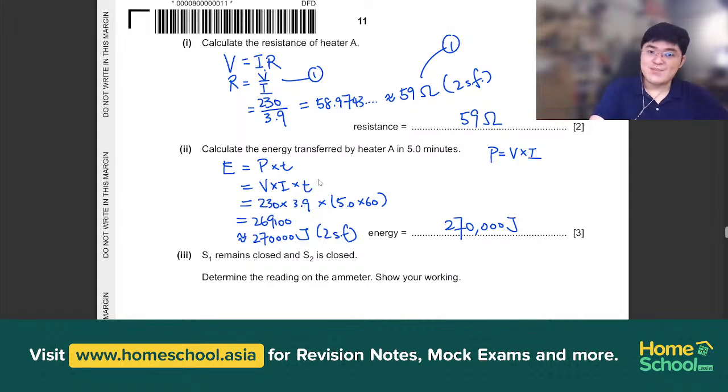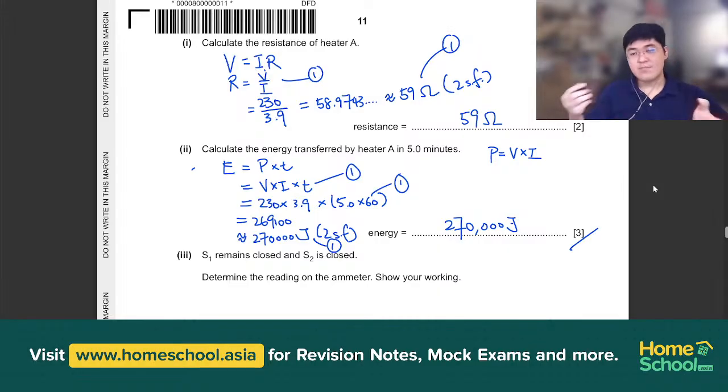So how do you get your full 3 marks for this question? Simple. The first mark is when you write E equals V times I times T. The second mark is when you convert 5 minutes to 5 times 60 seconds. And your third mark is for the correct answer, to get your full 3 marks. Straightforward, yeah?